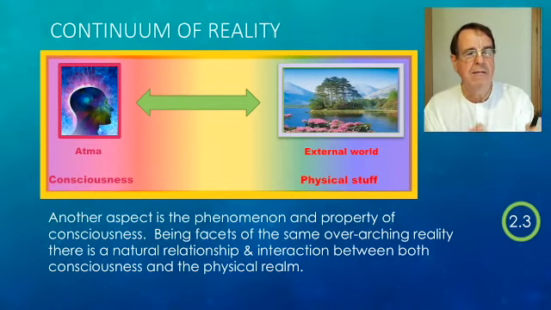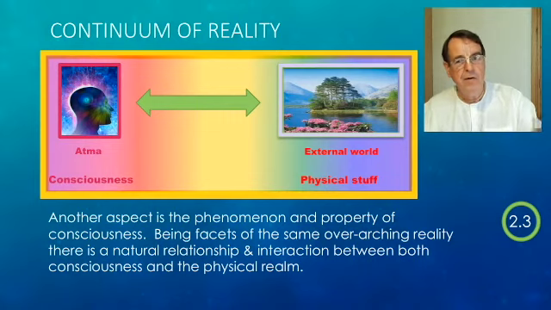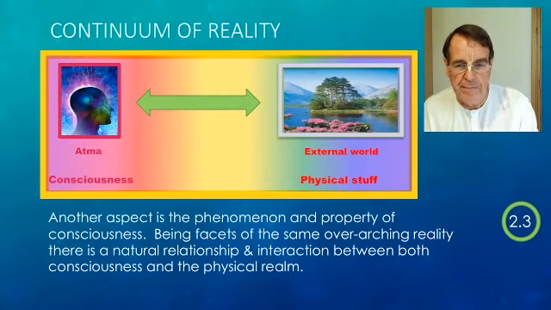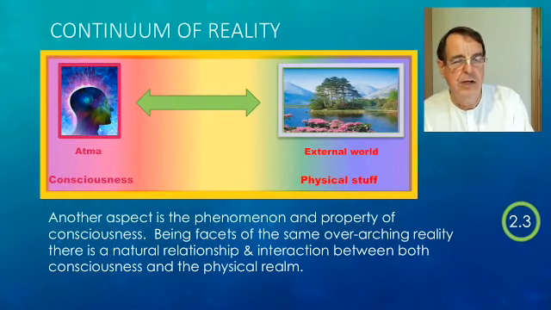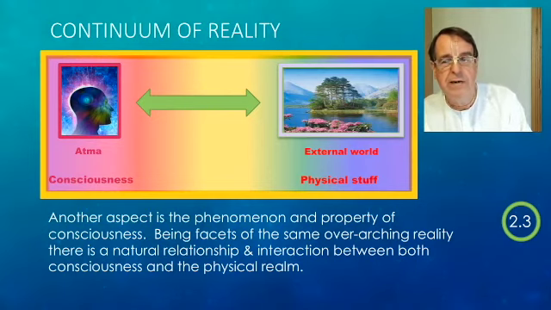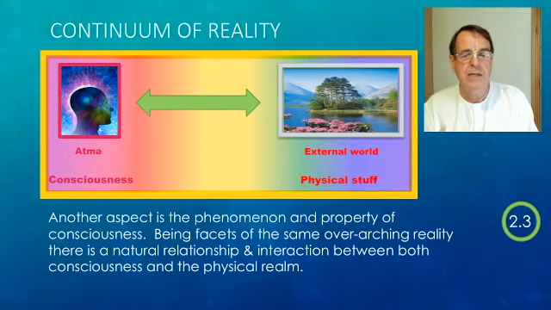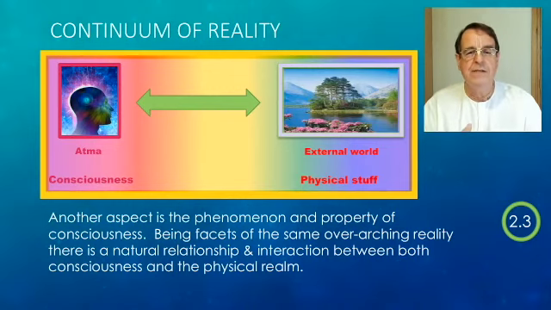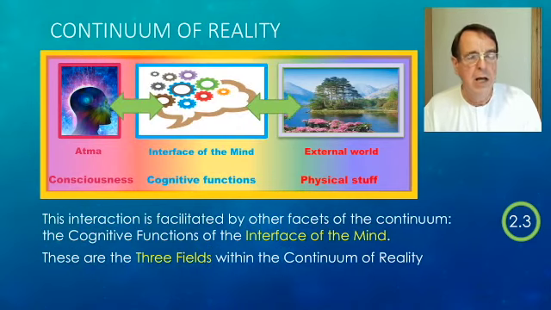Now, being facets of the same overarching reality, there's natural relationship and interaction between them. Matter is defined as energy and information, which manifests properties, and consciousness is the observer of those properties. It is the observer and experiencer of the information content of those properties. Therefore, there is a natural connection and relationship. However, we suggest that this relationship is facilitated, as we've just been describing in the computer example, by the interface of the mind.